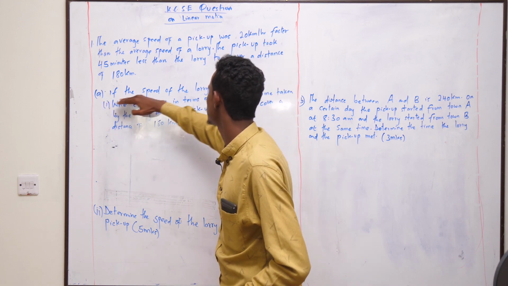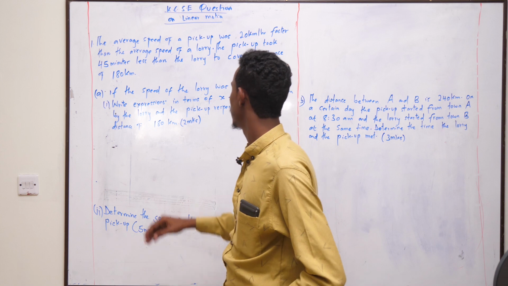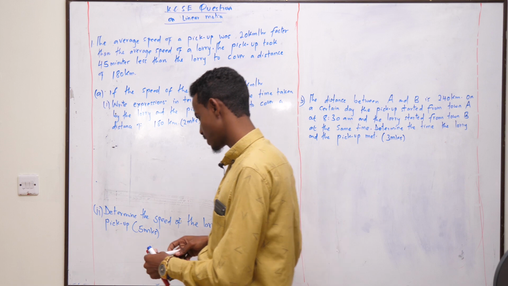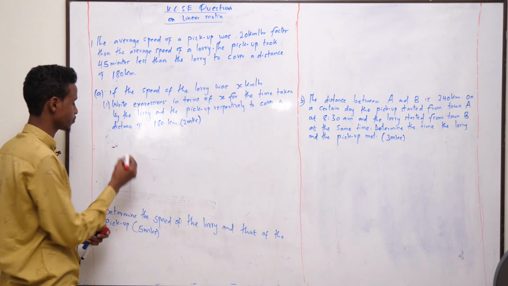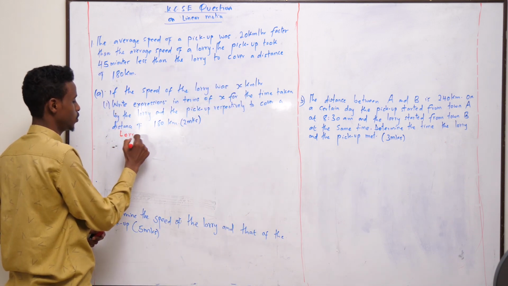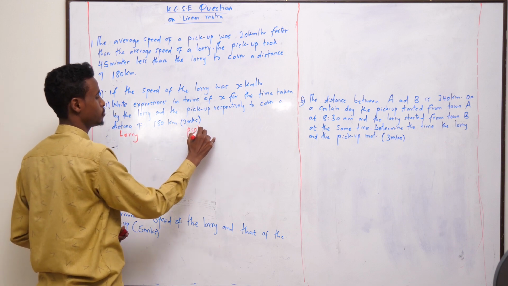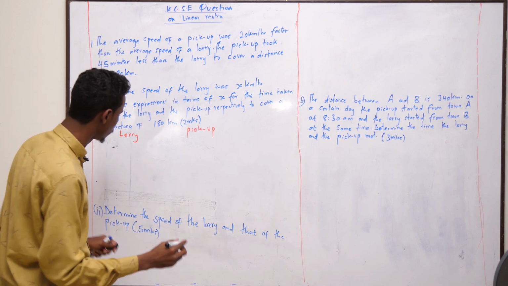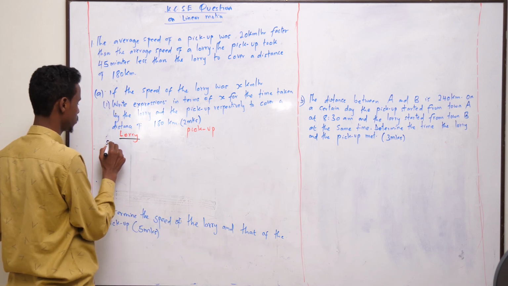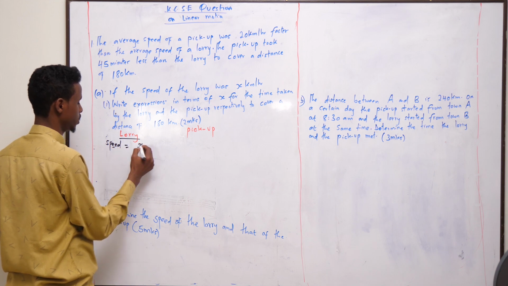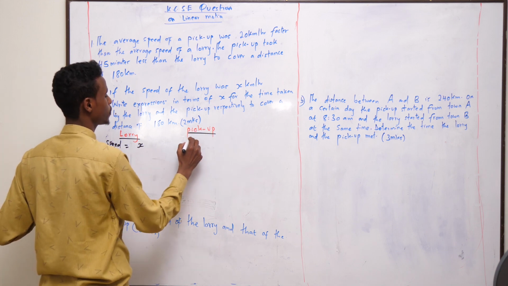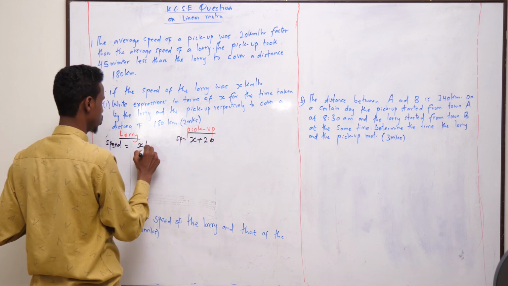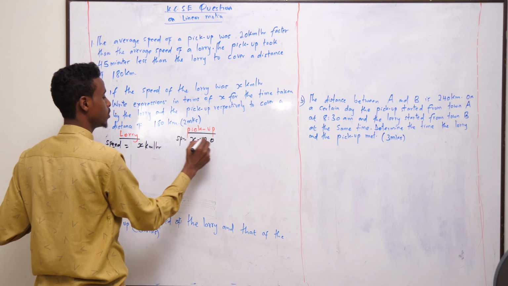Now the first question: if the speed of the lorry was x kilometers per hour, write an expression in terms of x for the time taken by the lorry and the pickup. Let's write here the lorry, and also write here the pickup. Now, if the speed of the lorry is x, what will be the speed of the pickup? It will be x plus 20 kilometers per hour.